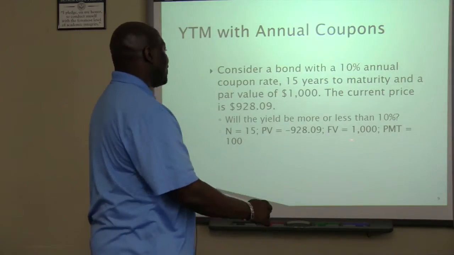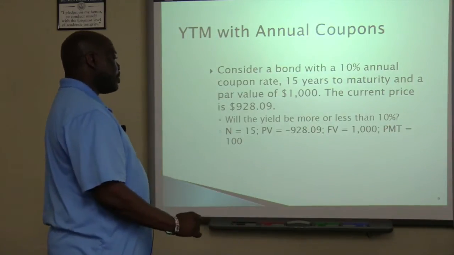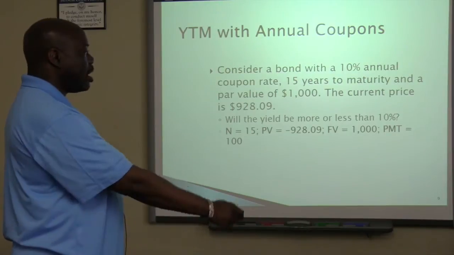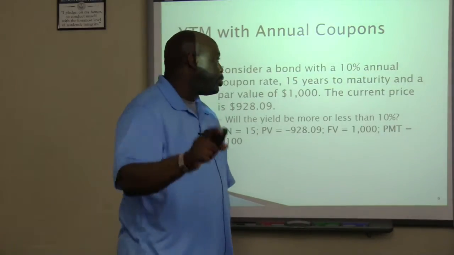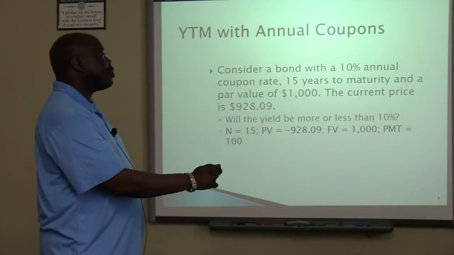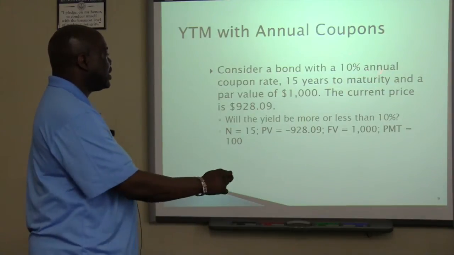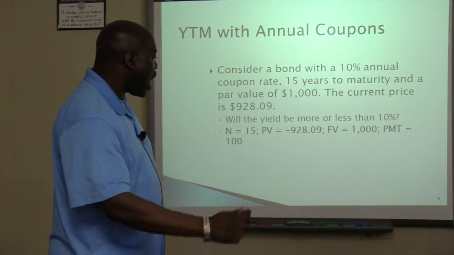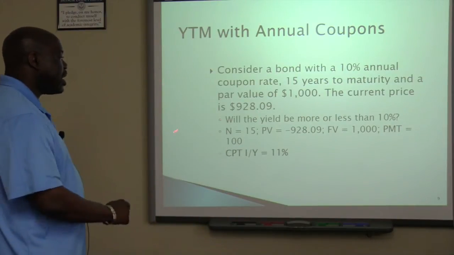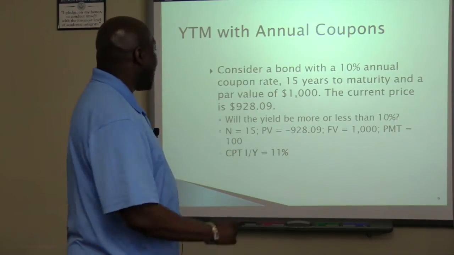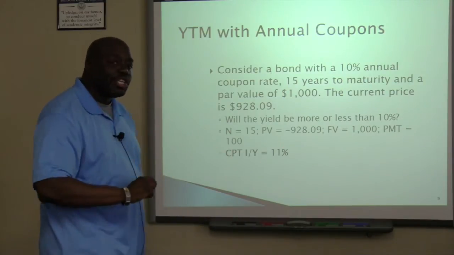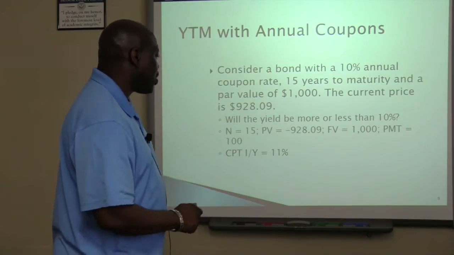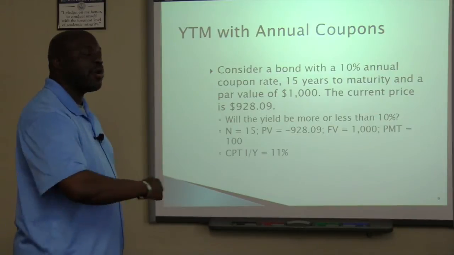We then have the future value, or par value, of the bond, which is $1,000. We calculate payment again by using the coupon rate as an annual coupon rate of 10%. So we take the 10% and multiply it by 1,000. We have the payment of $100. We now can calculate for the interest rate, I/Y, and that is 11%. So this bond does have a yield that is higher, or more than, 10%.